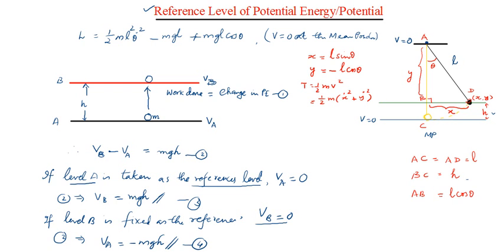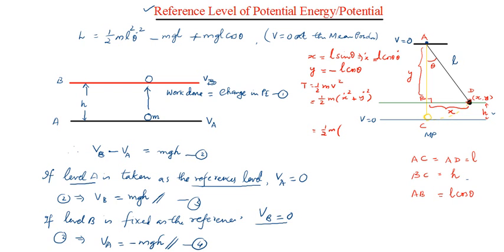Now can you substitute it here? So I'm substituting it here. It's equal to half m into, what will be x dot square? So I have x here. So what will be x dot? X dot will be equal to L cos theta into theta dot. Just differentiate, function rule. So L cos theta into theta dot.